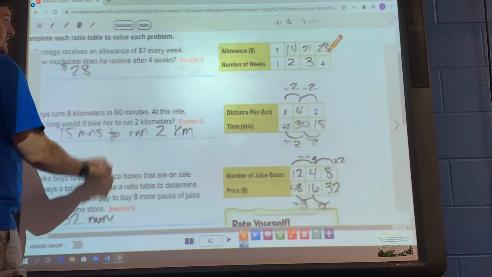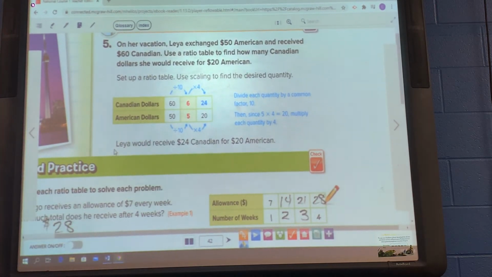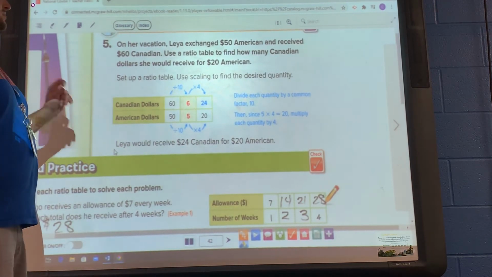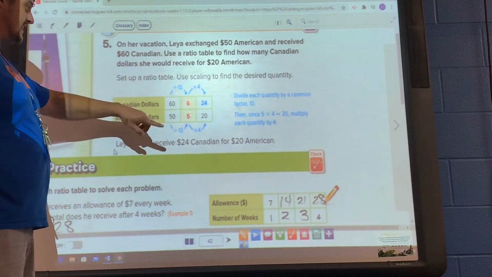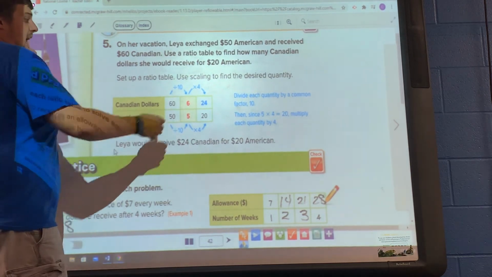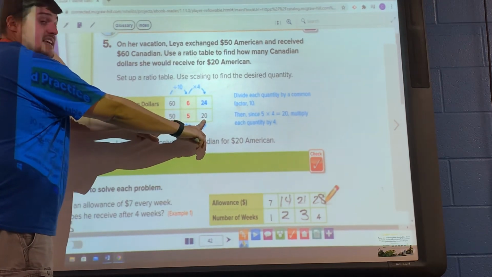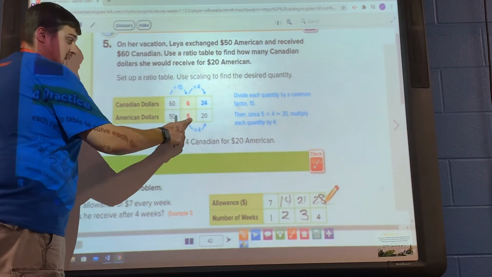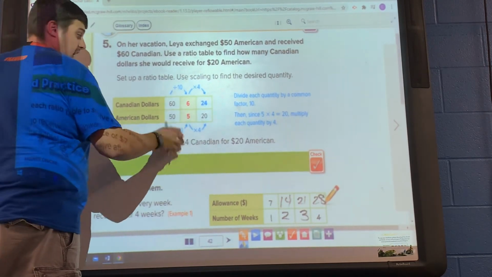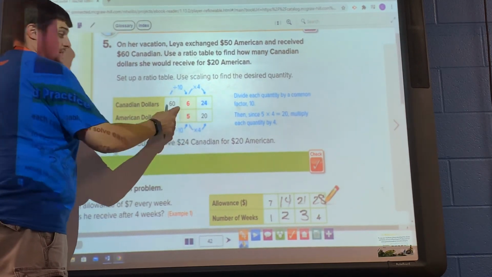So at the very top, on her vacation, Leah exchanged $50 American to receive $60 Canadian. It says use your ratio table to find out how many Canadian dollars she would receive for $20. So we're scaling again here because we're starting with $60 Canadian, $50 American, and we want to know how much she's going to get for $20. So you got to find a number that works for 50 and 20. Well, 5 works. It's a good factor for both of them. So we divide by 10, and we divide by 10, so we get 6 now. And then we got to go from 5 to 20, so we got to multiply by 4.